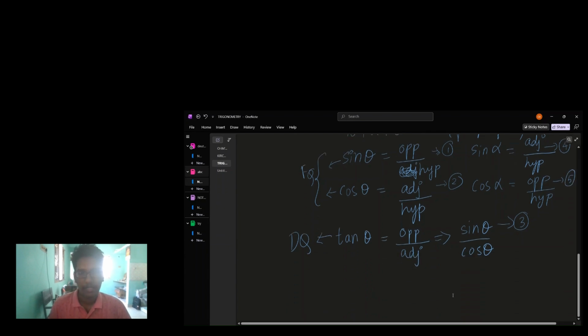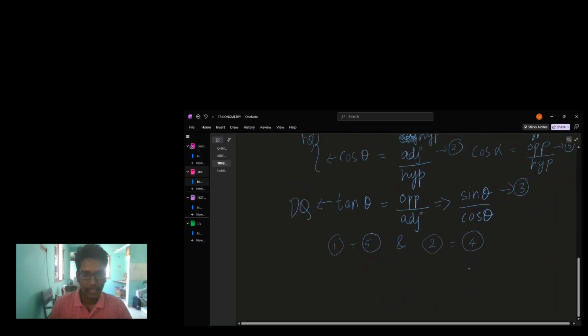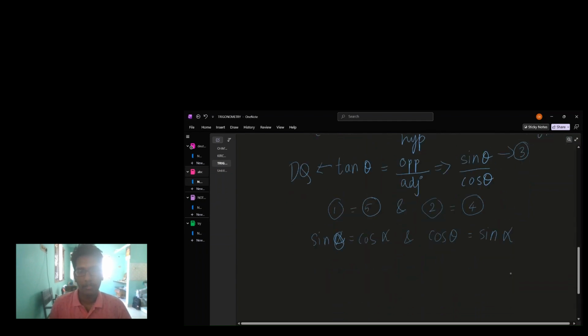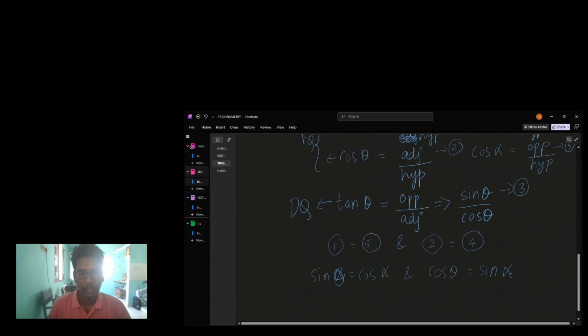Now you can see some similarities here. 1 equals 5 and 2 equals 4. So sin theta is equal to cos alpha and cos theta is equal to sin alpha. Do you think why? Because there exists a property, let me tell you.